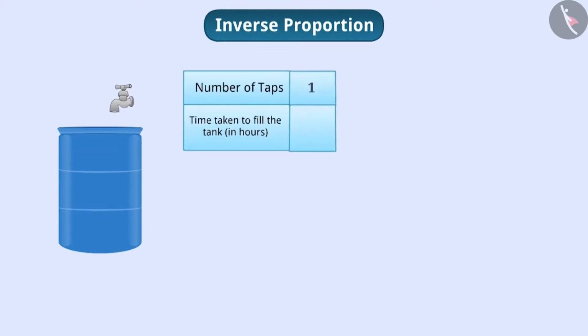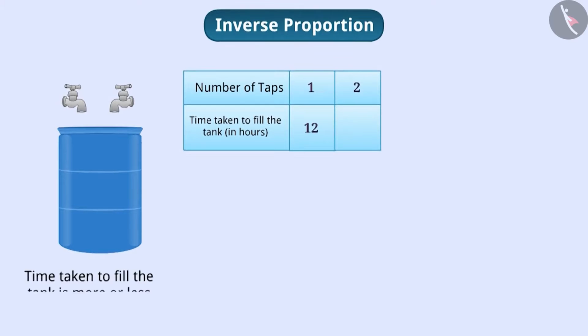There is a big tank here. This tank takes 12 hours to be filled with one tap. Will it take more time or less time to fill the tank? Think for a while. Absolutely correct. Putting two taps will fill the tank quickly. That is, it will take less time. Since the number of taps here has doubled, the time will be halved.